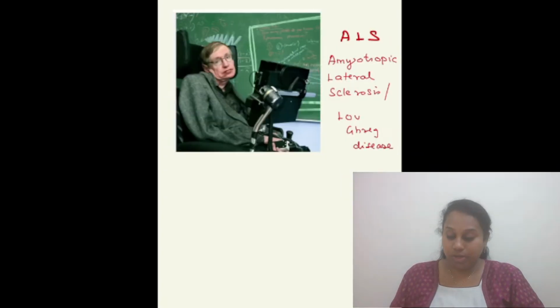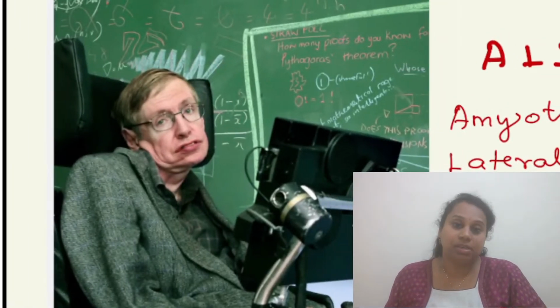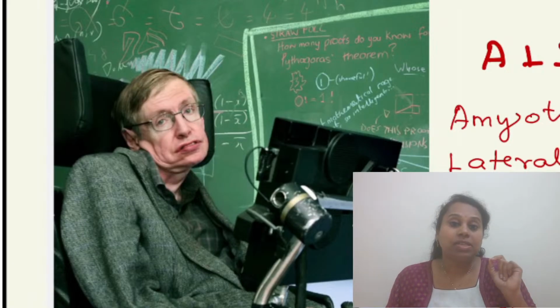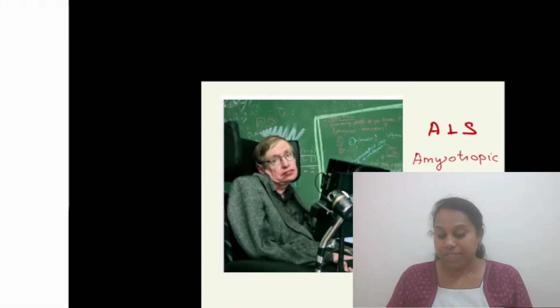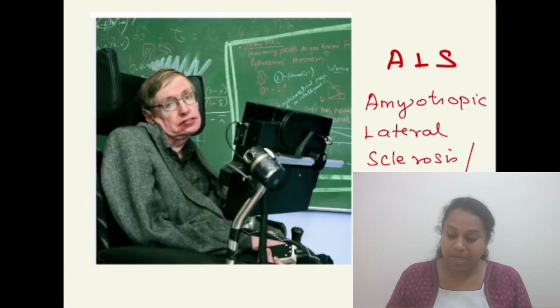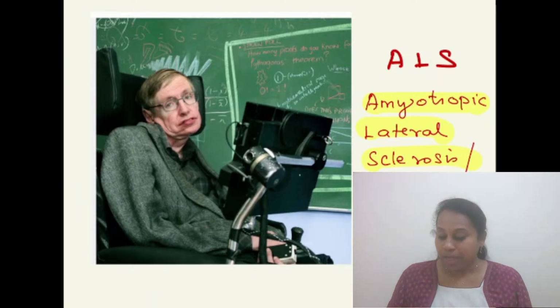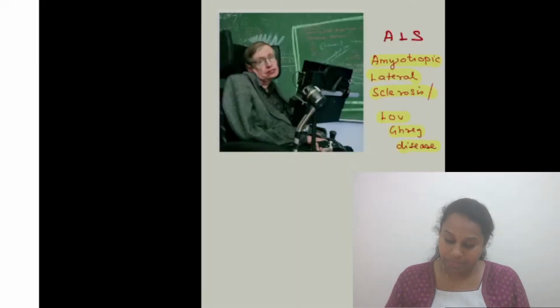There is another disorder, and this man was affected by this disorder. Who's this man? Yes, Stephen Hawking. What was the disease he was suffering from? Yes, that's called amyotrophic lateral sclerosis, which is a disease common to both UMN and LMN. ALS could affect both UMN and LMN. And a baseball player named Lou Gehrig was also suffering from the same disease. So this disease is otherwise called Lou Gehrig disease. This is both UMN and LMN.